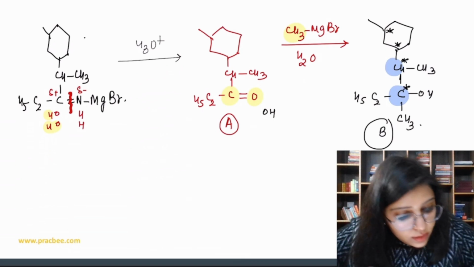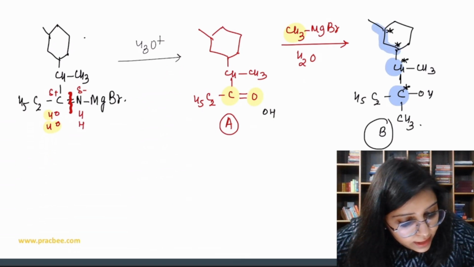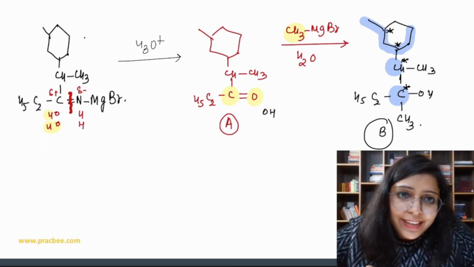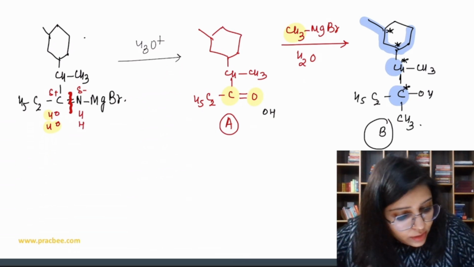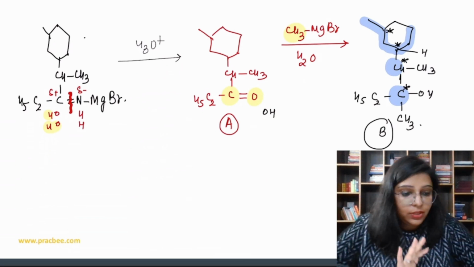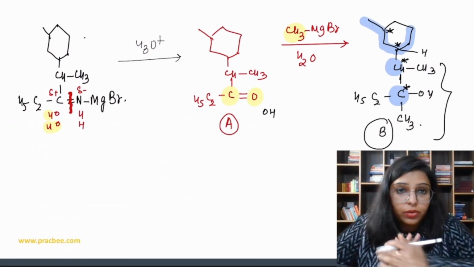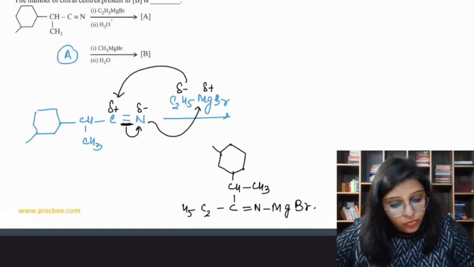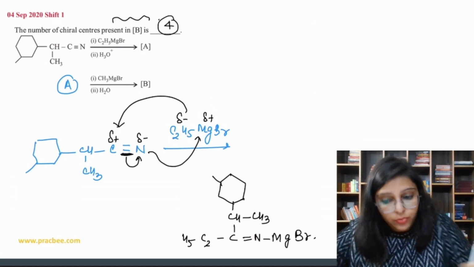Check in this one. CH2, CH, CH3. CH2, CH2. Different group, right? Different group. Then one is going to be the hydrogen. Another one is CH, CH3. Complete this group. Okay, that's it. Now we have 4. So the answer is going to be 4.